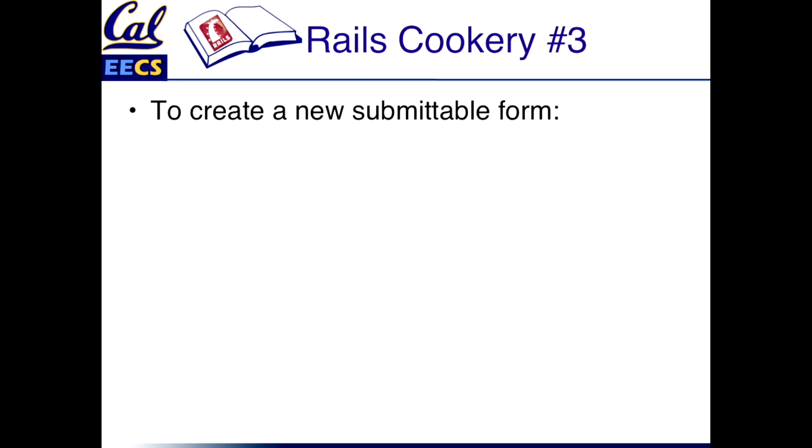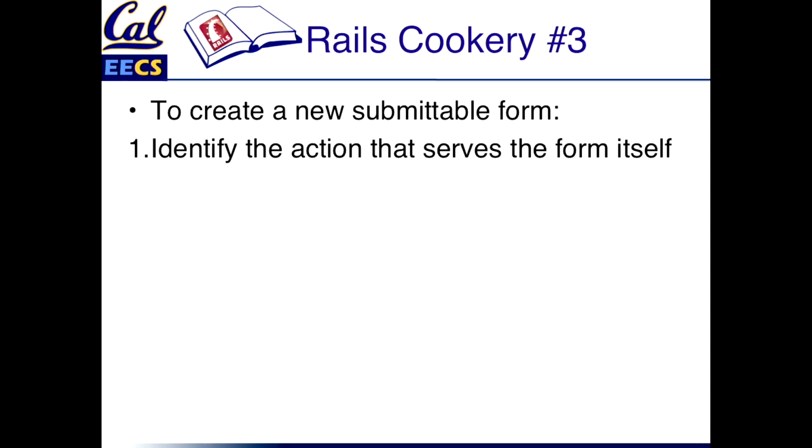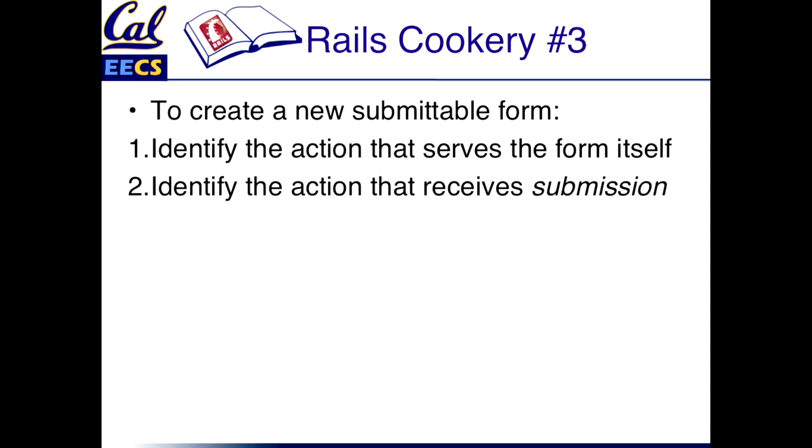Continuing our sort of cookbook of things that we know how to do with Rails, here's how you create a new submittable form. We're going to walk through each step of this process. First, we have to identify the action that serves the actual form, the blank form that the user is going to fill in. Or, as we'll see, it could be a form that already has some information pre-populated. For example, if you're making a change to an existing resource, the form might show up already populated with the old info, and then you can type in new info. Then you have to identify which action is going to receive the submitted form, and that's where we're going to get access to whatever the user entered.